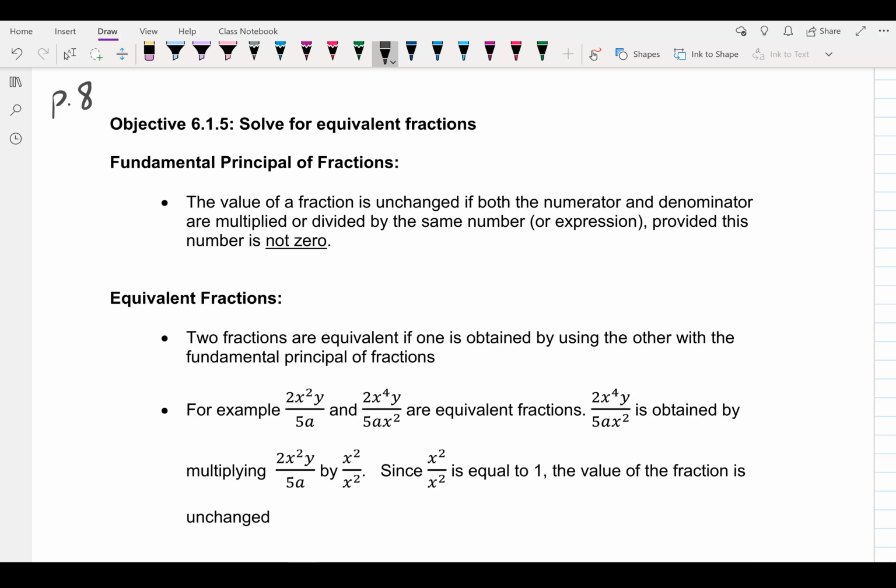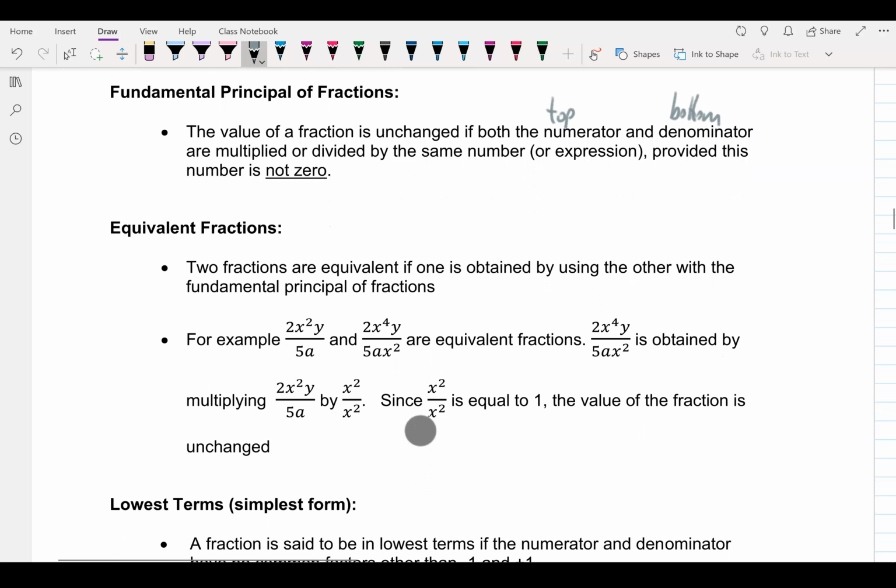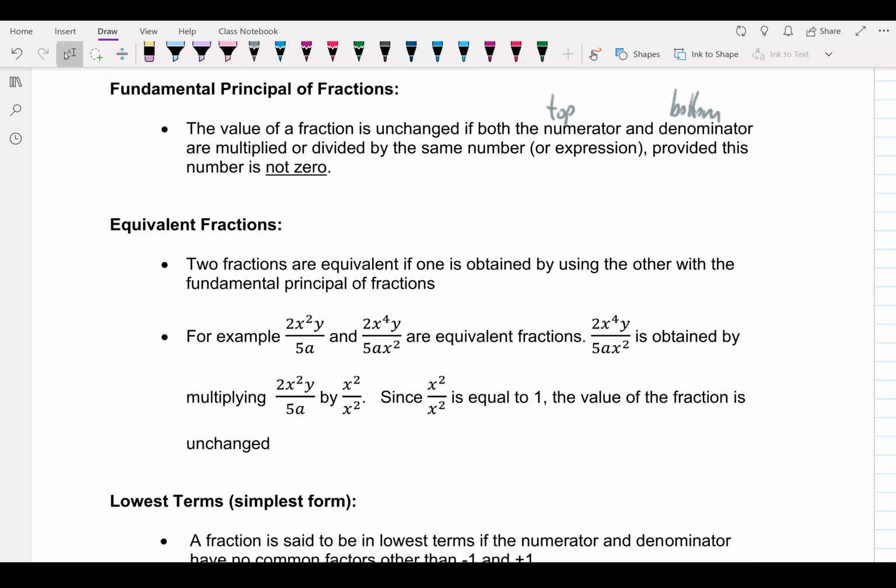It says the value of a fraction is unchanged if both the numerator and the denominator, just a quick reminder, numerator, the top, and the bottom, are multiplied or divided by the same number or expression, provided that number is not zero. So we can't divide by zero. So what does this mean? It means that we can change fractions any way we like and eventually simplify fractions as long as we're dividing by the same thing on top and bottom.